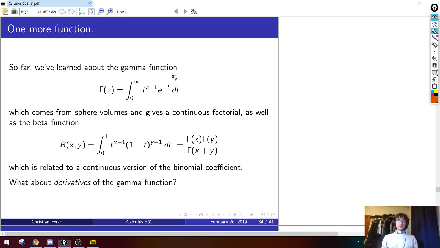So again, the review, here's the gamma function, which came from sphere volumes or a continuous factorial. We met the beta function, which can be written either as this other integral involving these t and 1 minus t's, or as a ratio of gamma functions. You might ask, what now about derivatives of the gamma function? Hopefully you've done calculus long enough that whenever you meet a new function, you naturally ask, okay, what are its derivatives and integrals? So we will ask about the derivative of the gamma function.